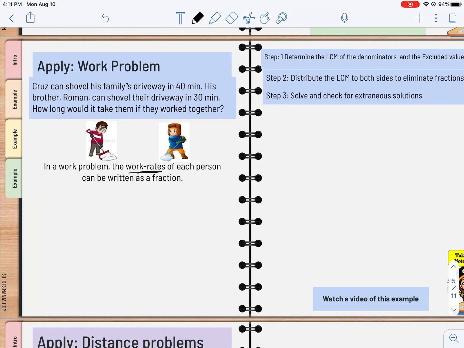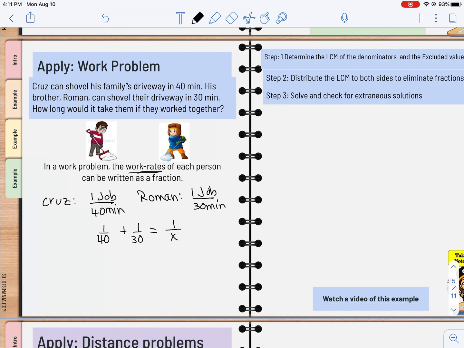In order to do these, we're going to look at something called a work rate. Cruz's work rate is that he can do one job in 40 minutes. That's his rate. Whereas Roman's work rate is one job in 30 minutes. So when I set up my rational equation, Cruz does a job and Roman does the same job, but how long would it take them together? That one job, I don't know the time it takes them together. So if we add their rates together, I don't know the actual time, and that's why I have an x there.